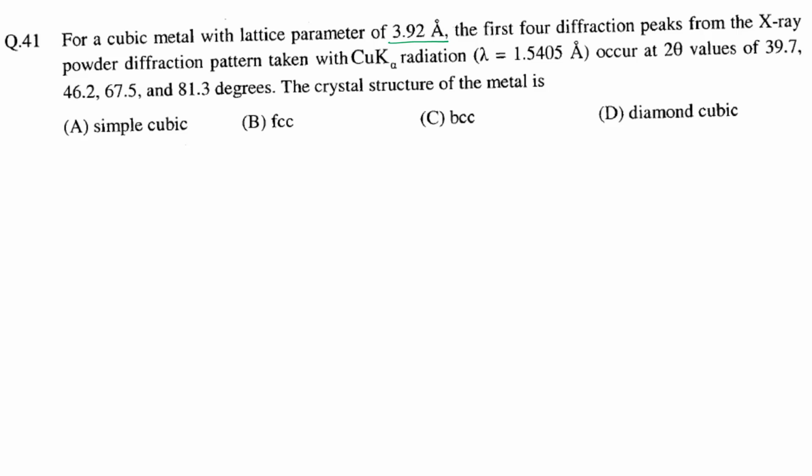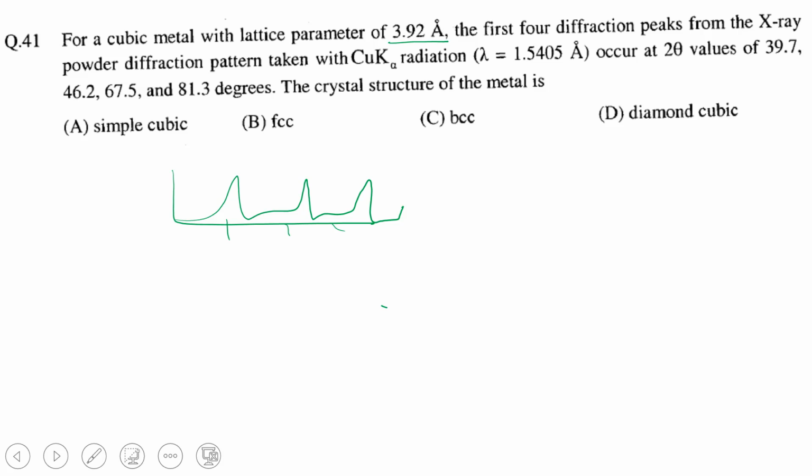So guys, I think you must have solved this type of problem. I will tell you the method to solve this type. Now suppose the diffraction happens at different angles. What are the angles here? Suppose these are 39.7, then 46.2, 67.5 and 81.3. So these are all 2 theta values.